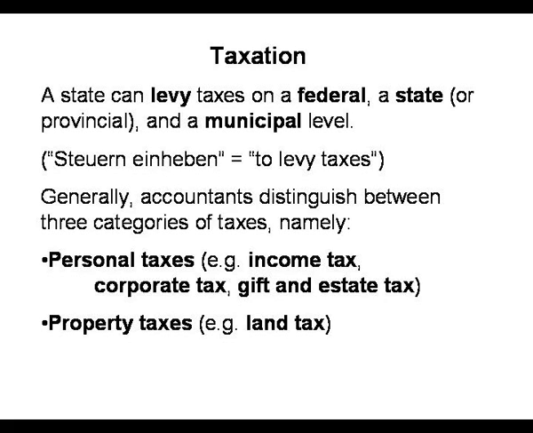The second category of tax is the category of the property taxes, and das sind die Vermögenssteuern. And one very classic example of a property tax is the land tax, which is die Grundsteuer. And the third category refers to the transaction taxes, or Verkehrssteuern, and the most common transaction tax in business life is the value added tax, the Umsatzsteuer, which we'll talk a little more about later on.